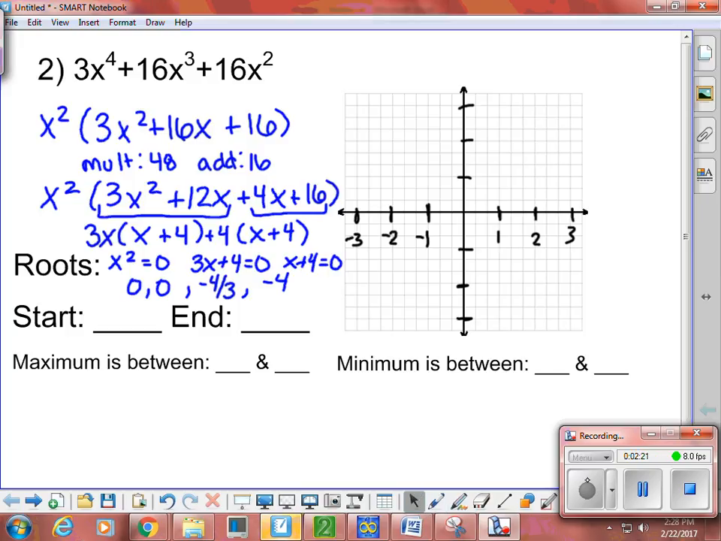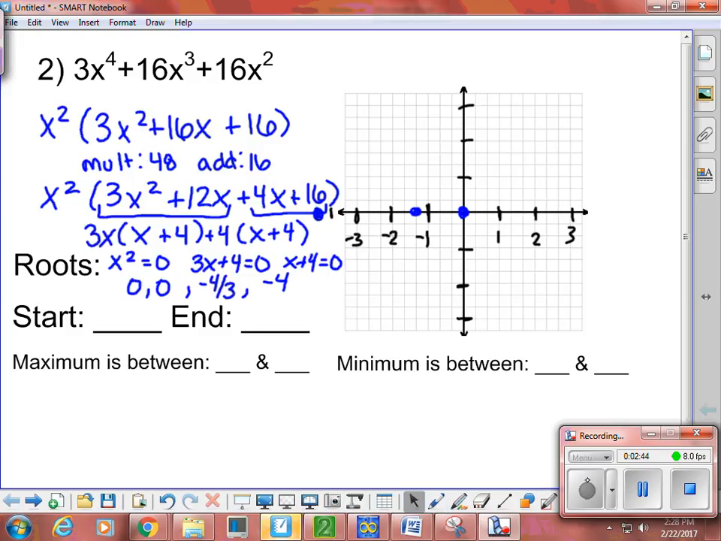Alright, so I'm going to go ahead and graph these roots. If I want a 0, I only have to put there 1 time. Negative 4/3. Well, everything's a third. So I have 1/3, 2/3, 3/3, 4/3 is right here. And then negative 4 goes off my graph. So 1, 2, 3. We'll just put it off of our graph a little bit.